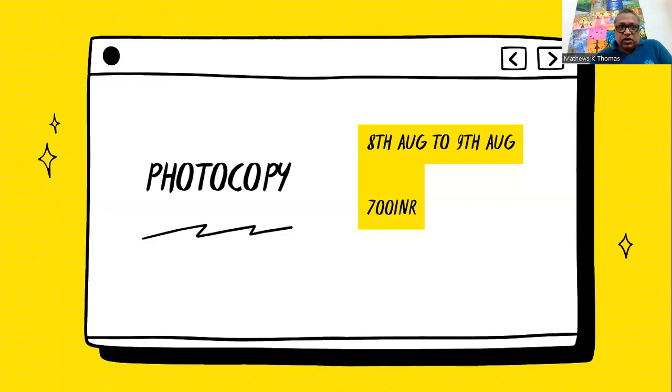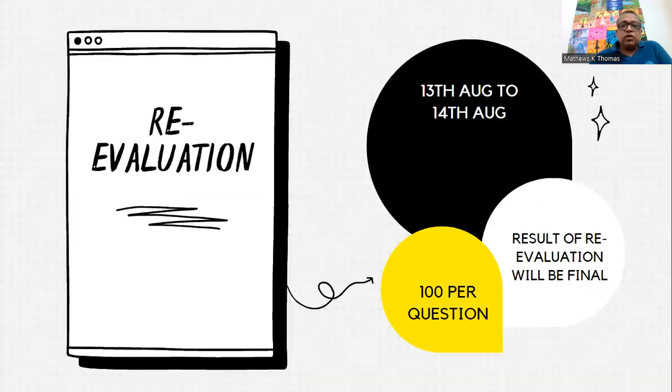Step number 2 is the application for the photocopy. These dates are from 8th August to 9th August. And the cost is going to be 700 rupees, right? So 8th August to 9th August, midnight. So this is the time frame. Please maintain the time frame to avoid disappointment. After that, they'll not be taking applications, because it's all digital. No use visiting CBSE offices for that. Please respect the dates. And finally, we come to the re-evaluation.